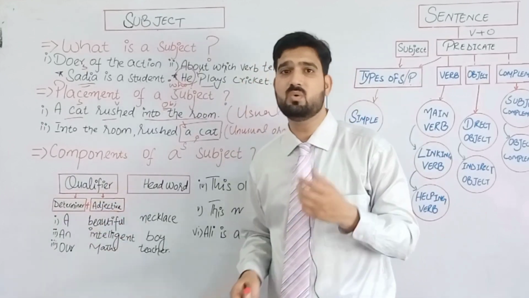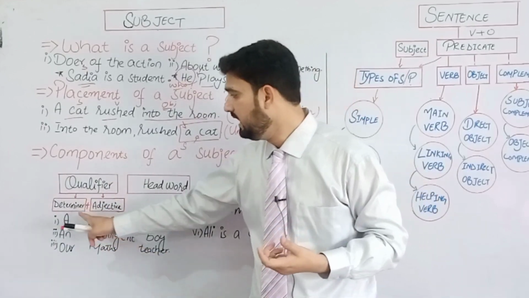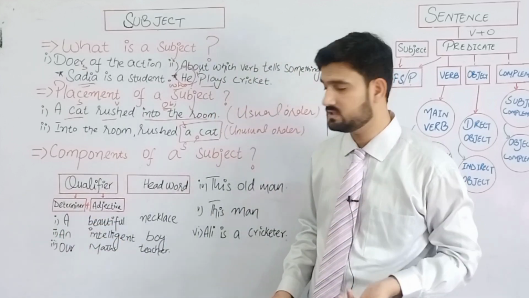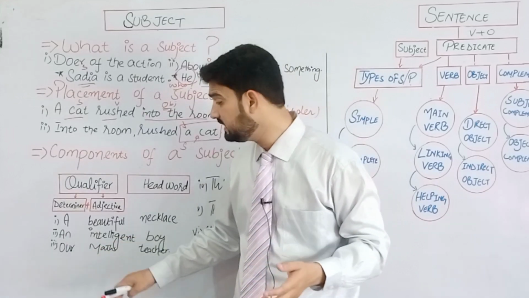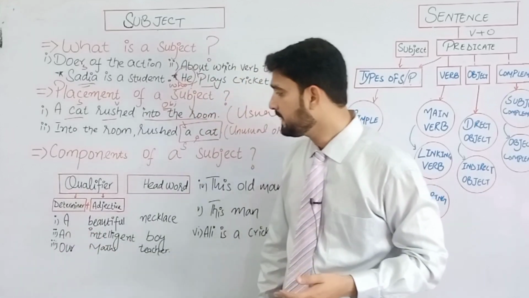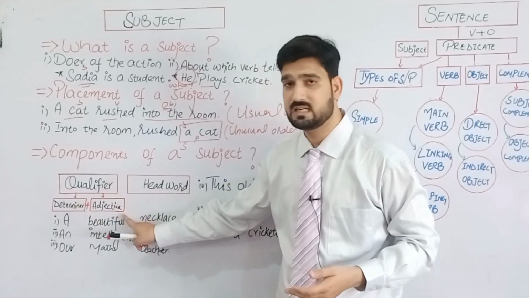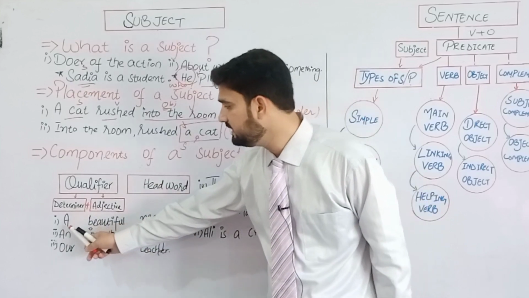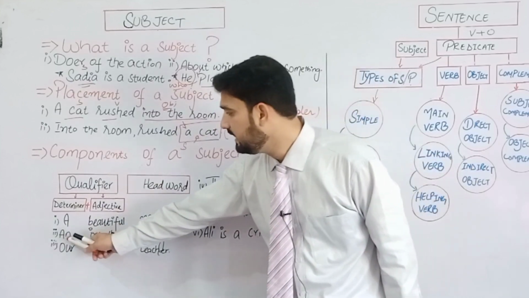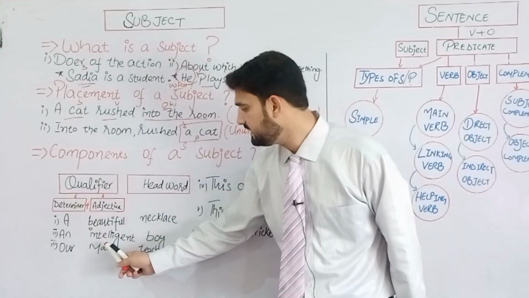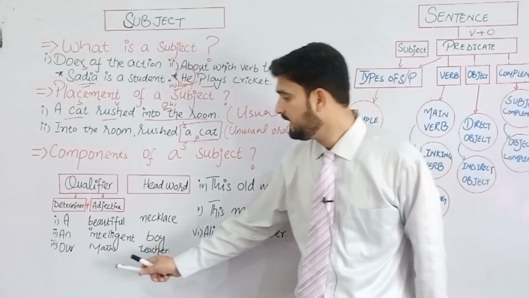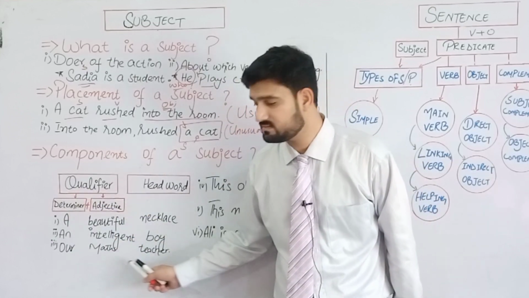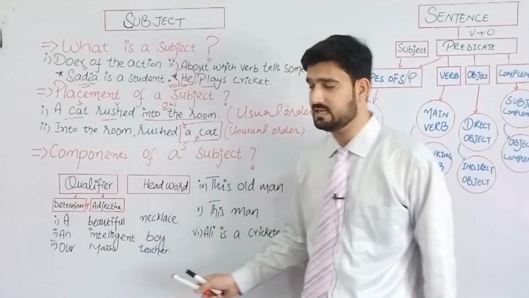Sometimes there are qualifiers that modify it, primarily determiners. You can search on Google how many types of determiners there are. For example, here I write a as a determiner. It can be an adjective: a beautiful necklace. So the qualifier and the head word can be there. An is a determiner, intelligent is an adjective, and the head word is boy. Our qualifier is maths, an adjective: maths teacher. Who is our teacher? Maths teacher. So here maths works as an adjective.